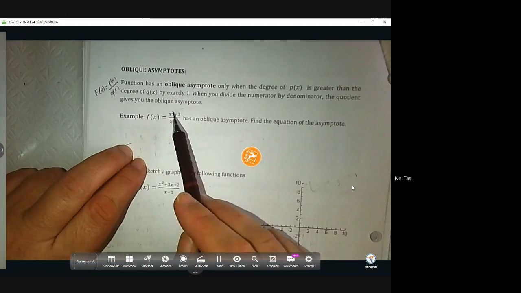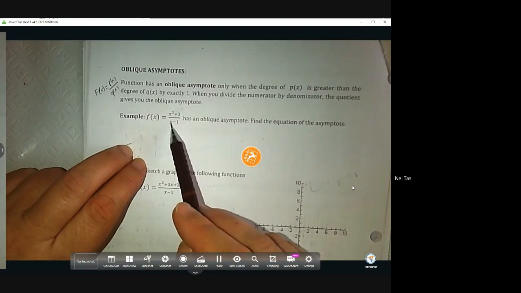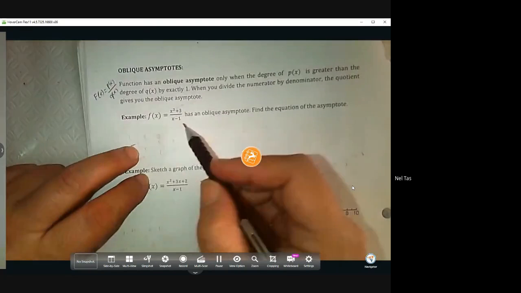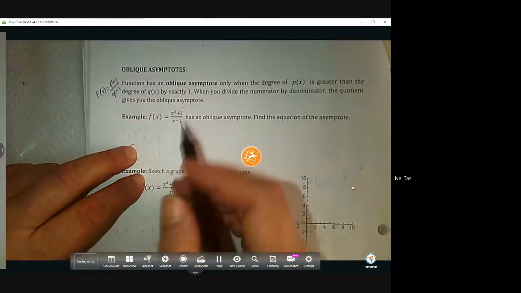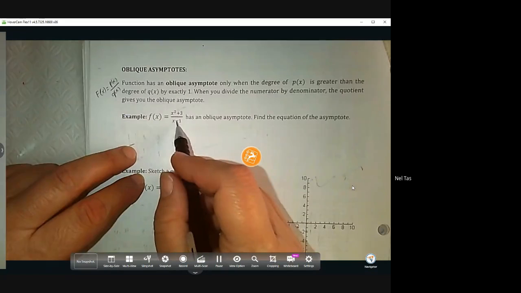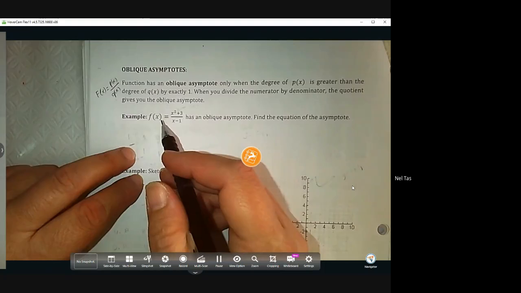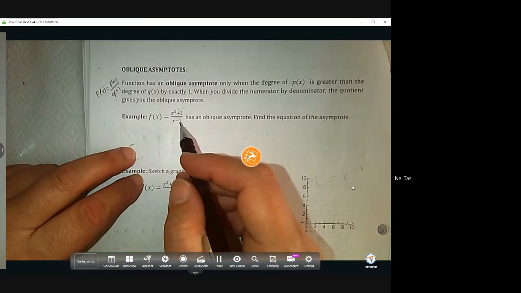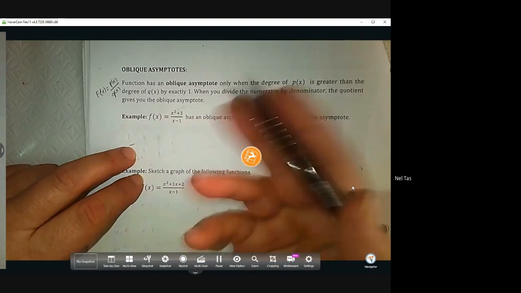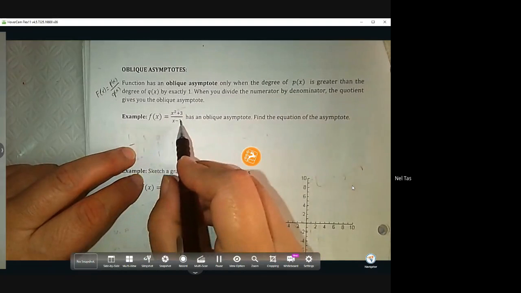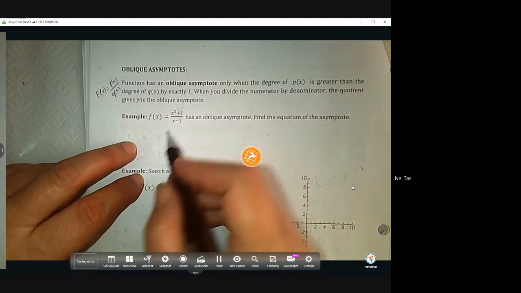Yeah, because the degree of the numerator is 2 and the degree of the denominator is 1. So this is 1 more than this one, right? Then find the equation of the asymptote. So we are going to do the division. When you are dividing, if the denominator has a degree of 1, you can use long division or synthetic division. But if the degree of the denominator is more than 1, then you have to use long division, okay? So this is degree 1, so we can use synthetic division.